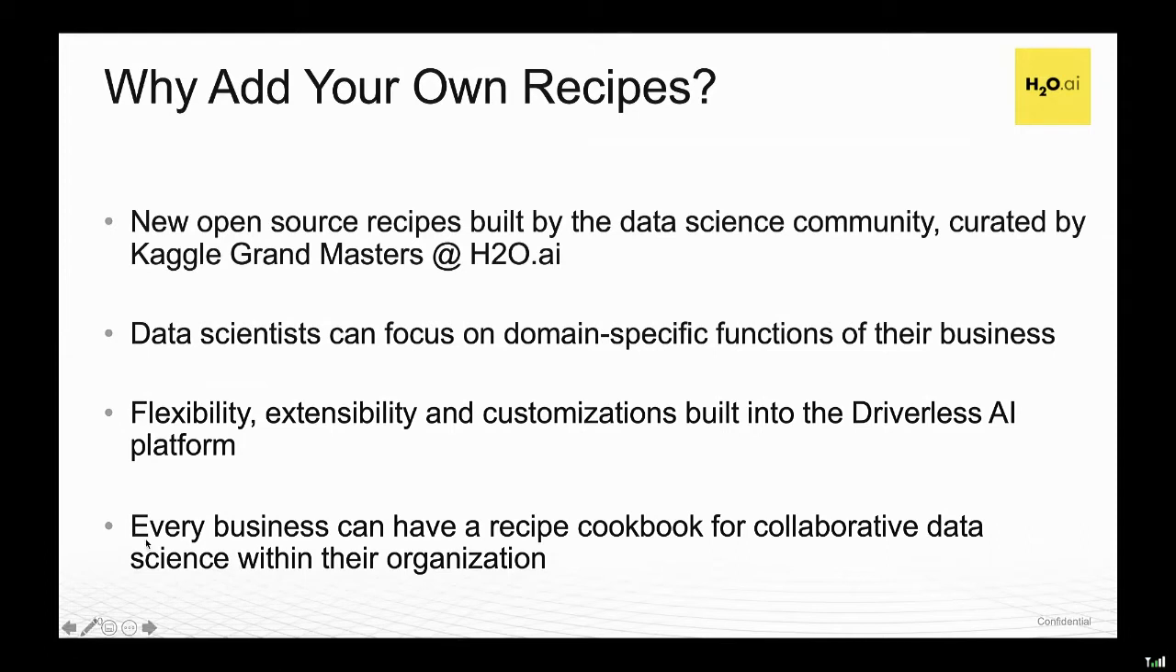And then the final point, what we're starting to see a lot of our customers do is having their own private recipe cookbook that they collaborate on for data science. This allows their expert data scientists to create the recipes that they need, and then their maybe less experienced or newer data scientists can add these into Driverless AI and don't have to write any code or really understand how they work. They can have the specific domain recipes that they need. So this is a way for team collaboration as well.